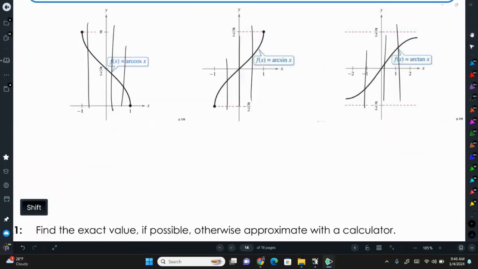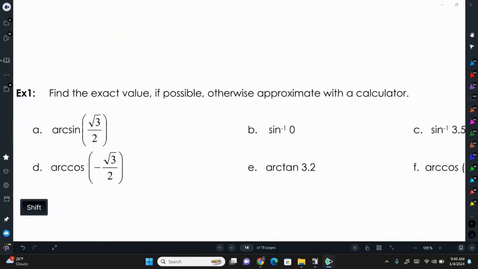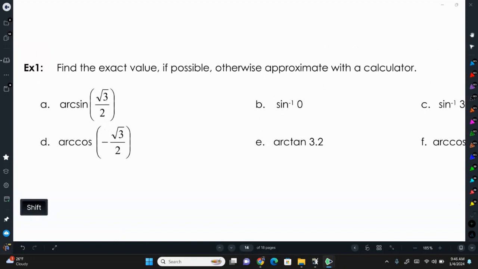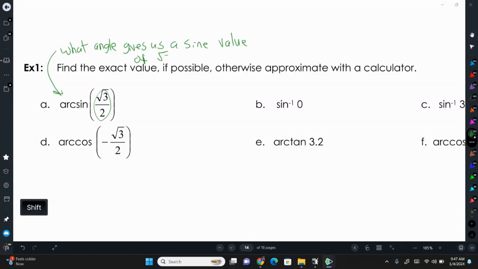So in example 1 down here, it says find the exact value if possible, otherwise approximate with a calculator. So the arc sine of the square root of 3 over 2. Like I was saying earlier, we want to think about what angle gives us a sine value of the square root of 3 over 2? So what angle gives us a sine value of square root of 3 over 2?